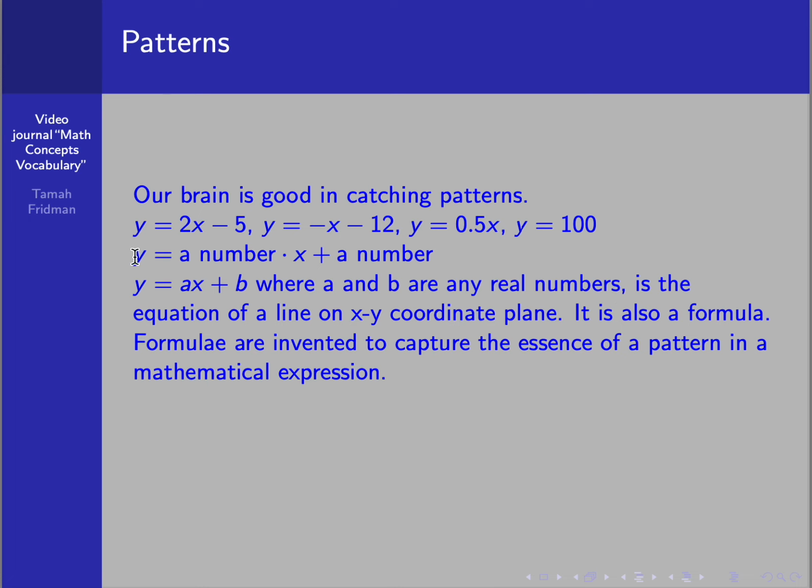Then this way of writing down the pattern determines the equation of a line on the xy coordinate plane, right? It's also a formula. So what is confusing about this formula? Just too many letters, right? And so it's normal if you feel intimidated. But actually this formula means that a and b are just some numbers and they're fixed, and for a different pair of numbers you will have a different line.